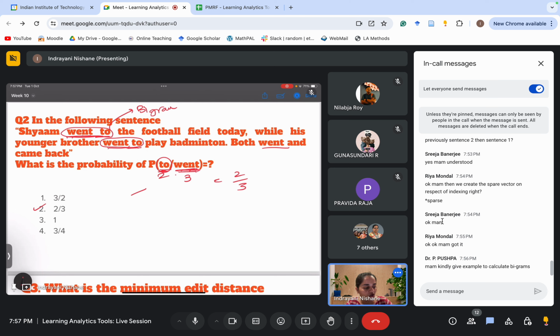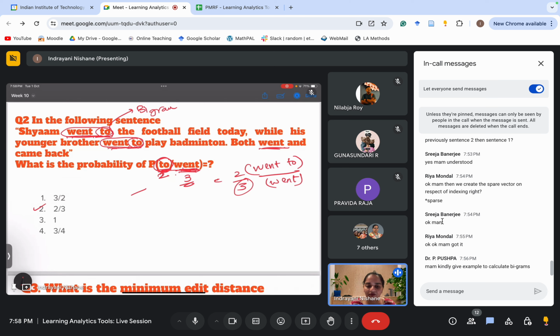So "went" is here. How we will calculate is, we will count the number of times the word "went" has occurred in these sentences. So 1, 2 and 3. So 3 times. And how many times has "went to" occurred? Went to has occurred together twice. So this is 2. So this gives us the probability of "went to" as 2 by 3. So this is our final answer, 2 by 3.